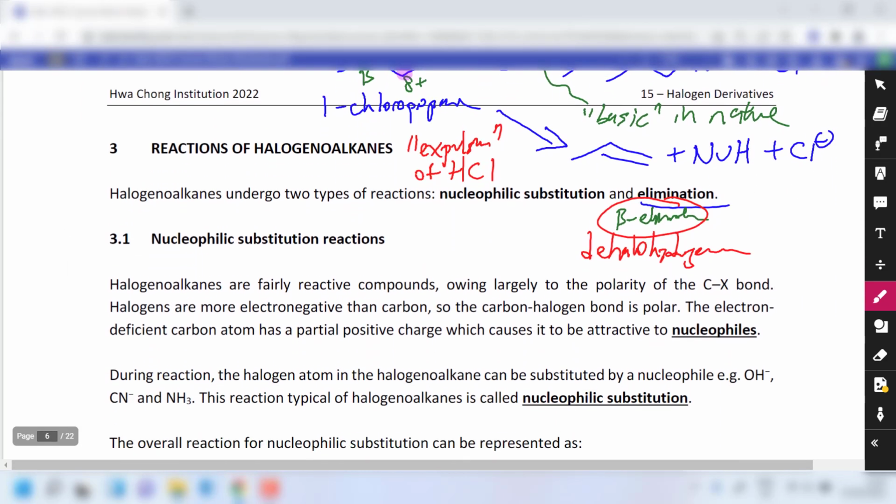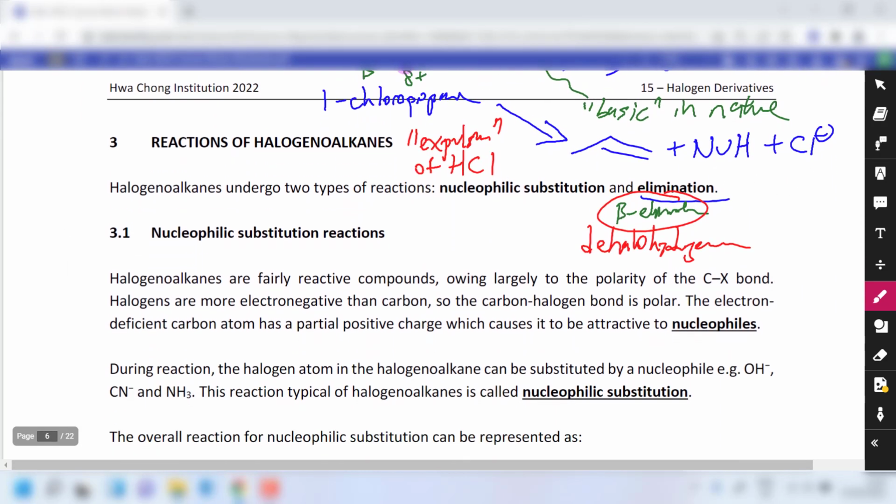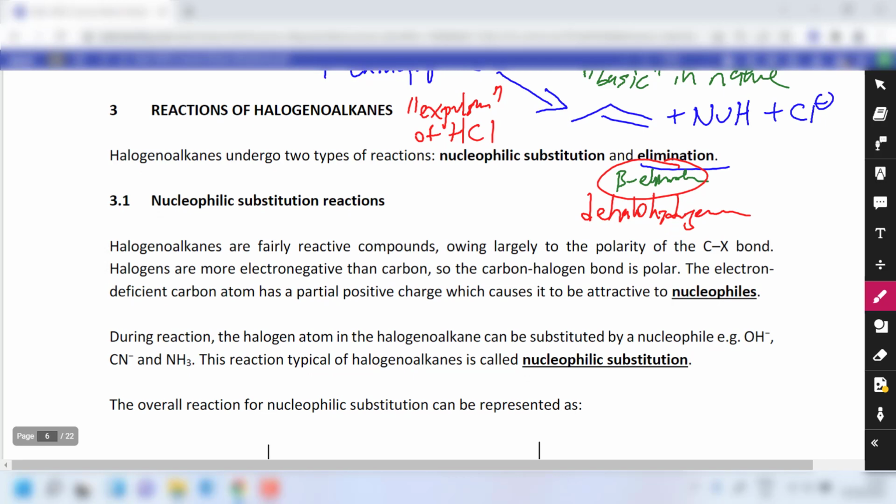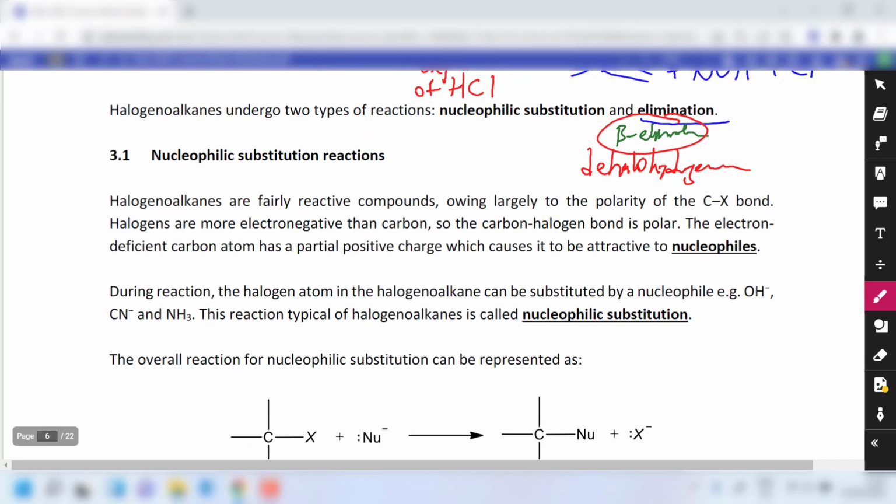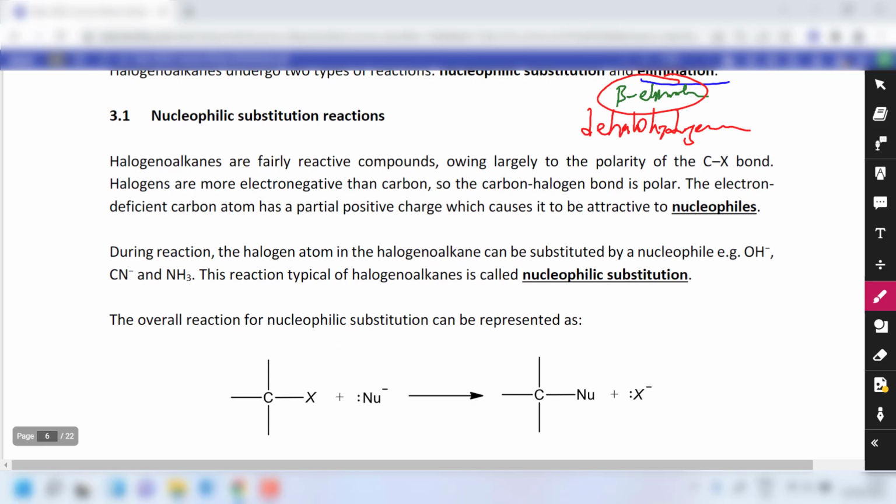But of course, if you want to learn about it, you can always refer to online resources, or you can ask your H3 friend, because elimination is in the H3 curriculum. The H3 students for chemistry need to know how to draw the elimination mechanism. But our focus for this particular chapter, at least at this point in time, is on nucleophilic substitution. So without further ado, I will move on directly to the mechanism.